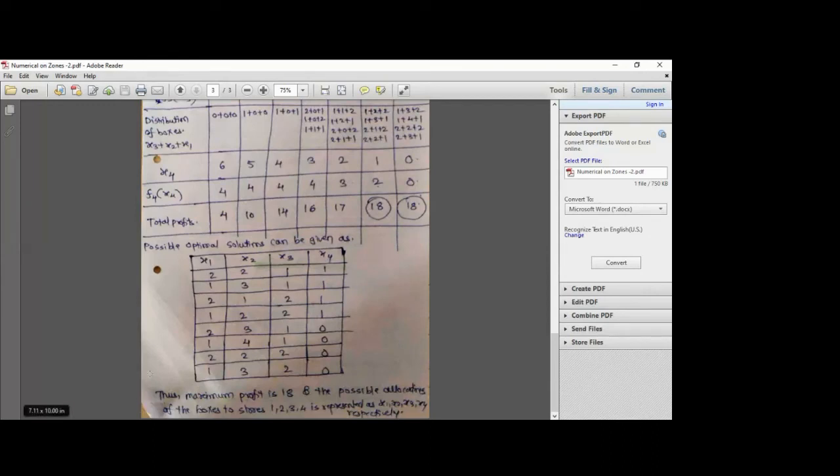So now, what is the maximum profit? It is 18 units. So that I have written. The maximum profit is 18, and the possible allocation of the boxes to stores 1, 2, 3 is represented as x1, x2, x3, x4 respectively, and that has been given in this particular possibility. So the maximum profit that I can generate by allocating the 6 crates to the 4 stores is 18, and the different possible ways of allocating to get the maximum profit of 18 is this particular numerical.